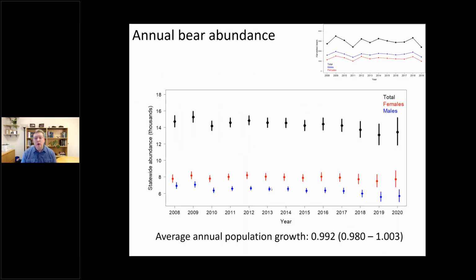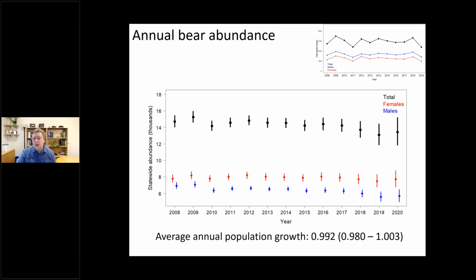So scaling this up to our abundance estimates, we're just going to jump right into it. What you're seeing now is the estimated abundance on the y-axis for the statewide estimates. The black dots are the total estimated number of bears across the entire state. The red are the females and the blue are the males. A couple of things to hopefully jump out at you. The total statewide estimate was about 15,000 individuals.